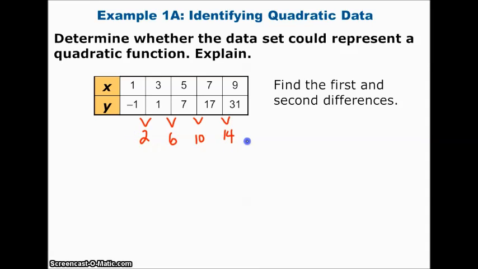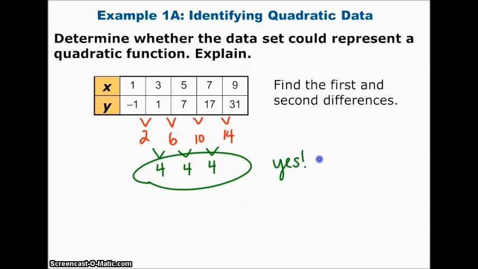So looking at the first common difference, there is no common first difference. So what I need to do is continue on and find the second common difference. 6 minus 2 is 4. 10 minus 6 is 4. And 14 minus 10 is 4. So the second common difference is constant, and it's 4, 4, 4, 4. So yes, it is a quadratic, because the second difference is the same.